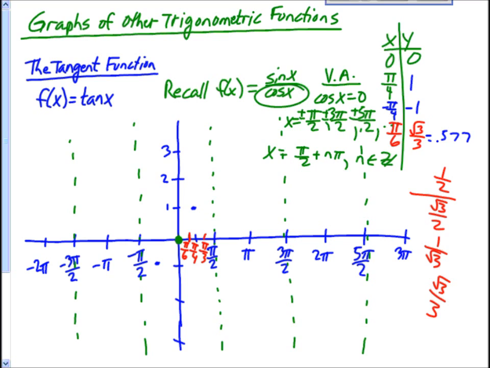Pi over 6, 0.577. You punch in pi over 3 and get 1.732. Or in other words, root 3 over 2 over 1 half. This is sine over the cosine again, right? Which is root 3.